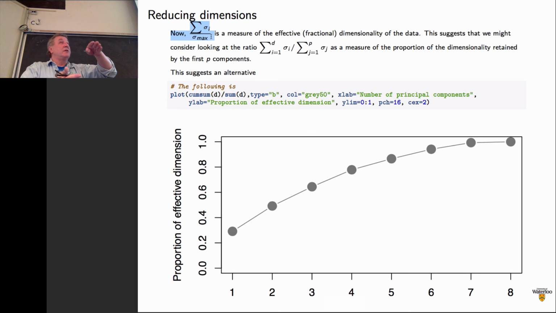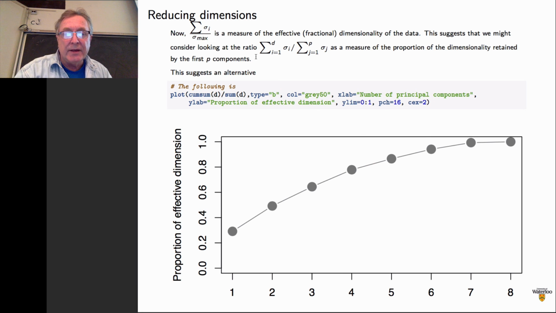Is anybody here taking stat 444? Couple. You recall this in smoothers as effective degrees of freedom. So we're just looking at where the data really are living, if you allow fractional dimensions. It's a measure of how close they are to smaller dimensional spaces.